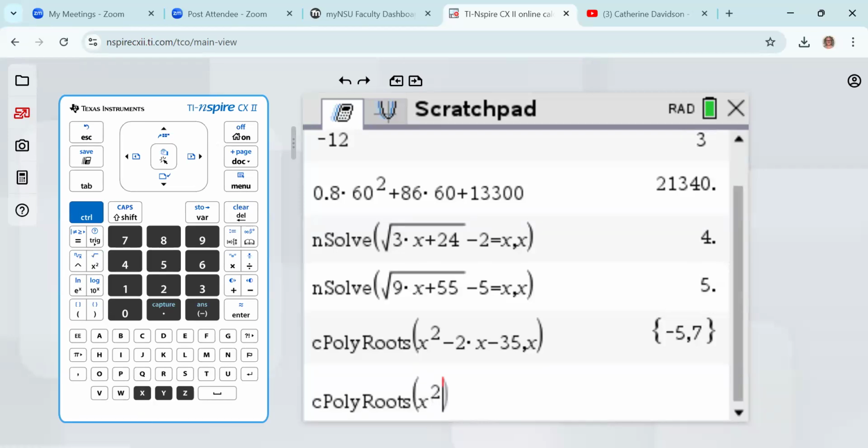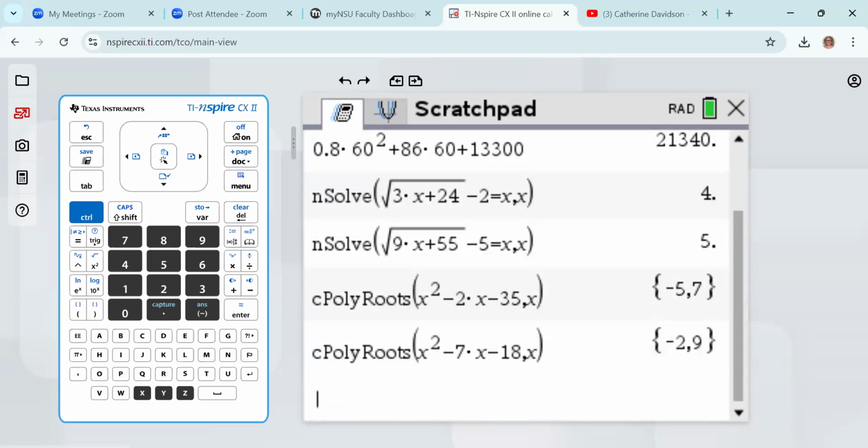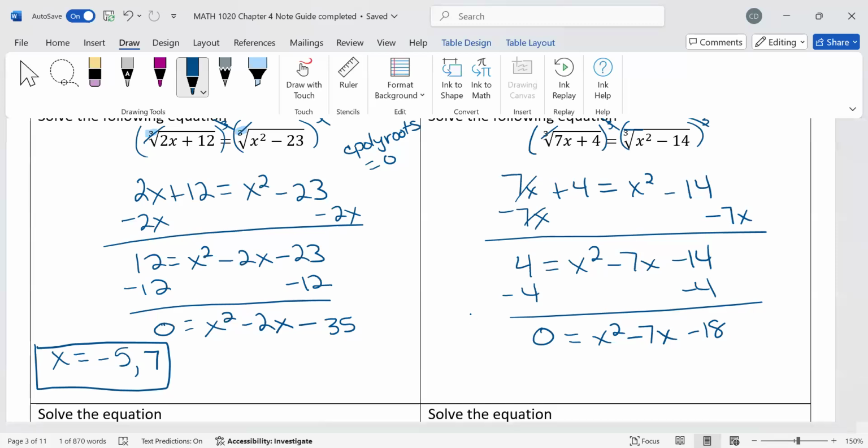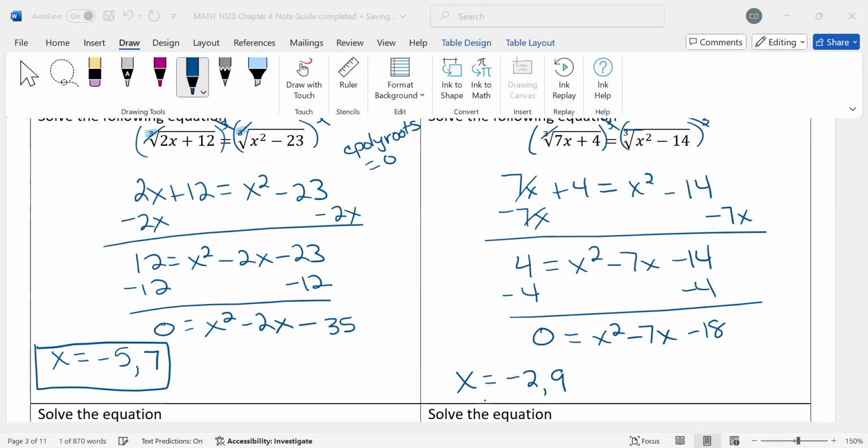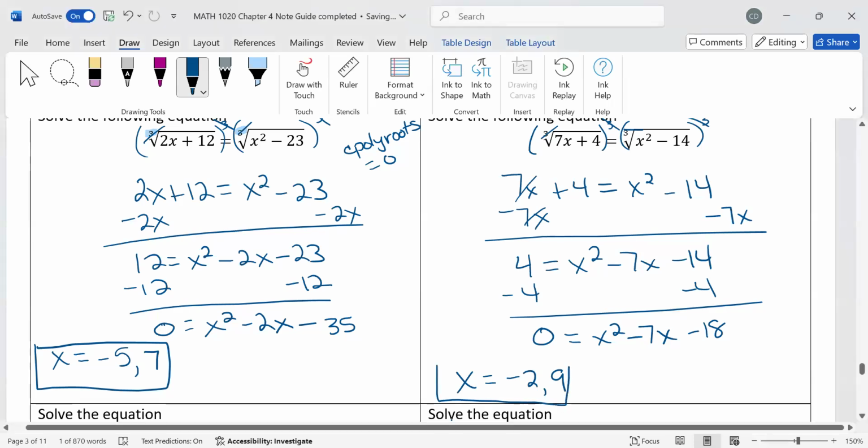I'm going to flip back over and see what I wrote down. Minus 7x minus 18. Again, no equal sign, but you do have to have a comma x at the end. So the two answers we get are -2 and +9. And those are two solutions.